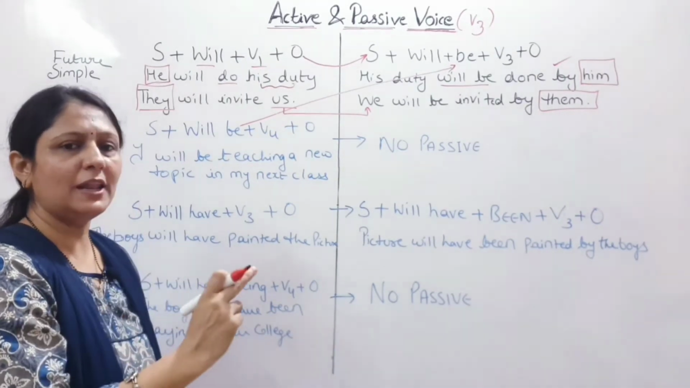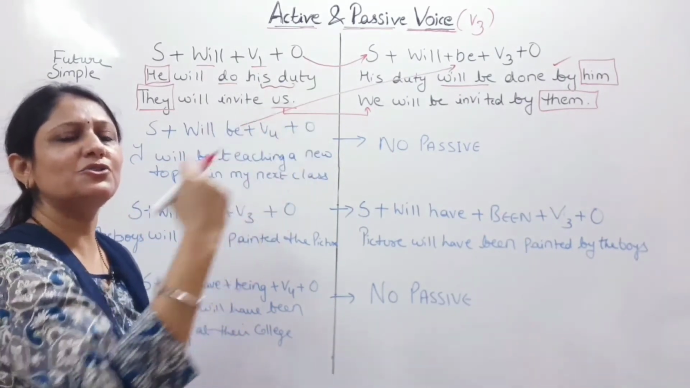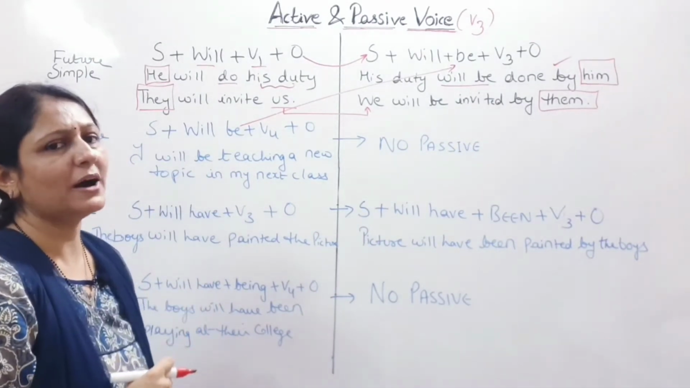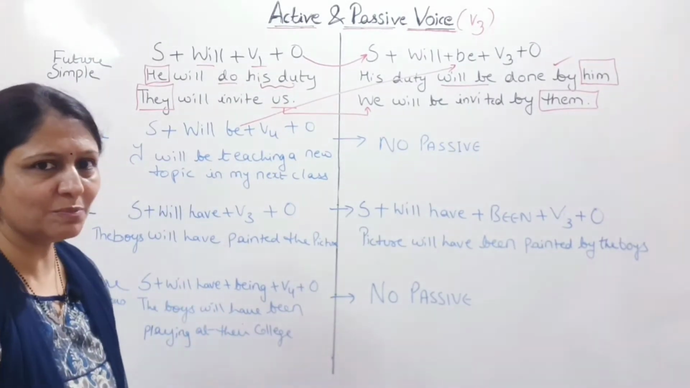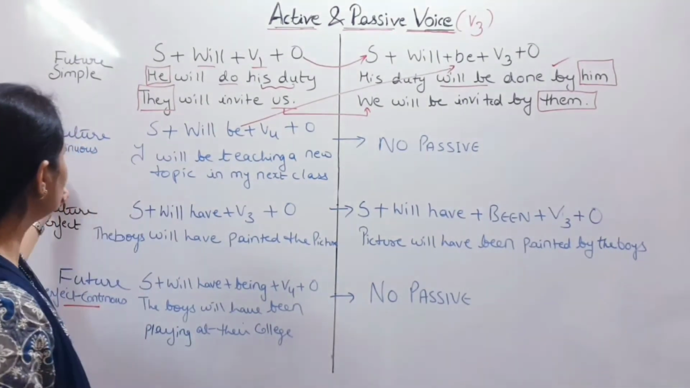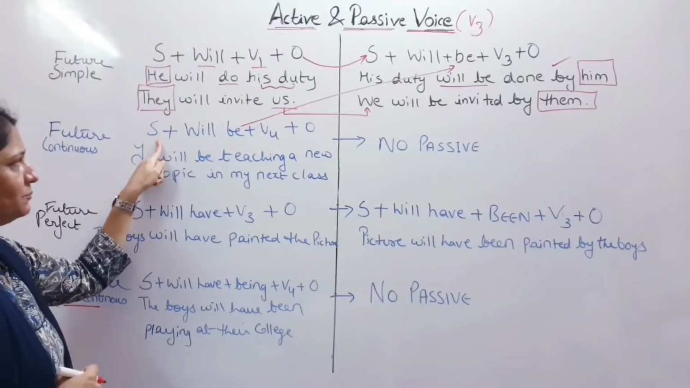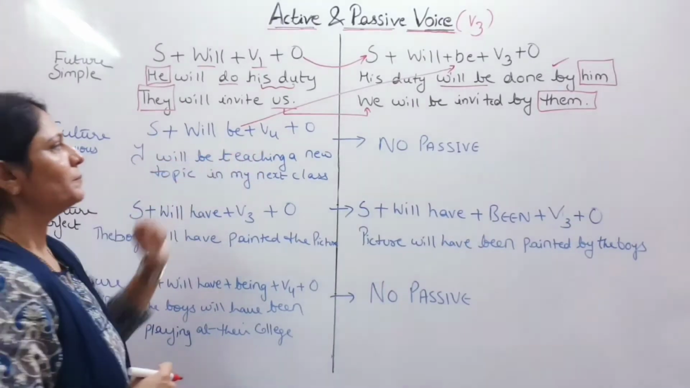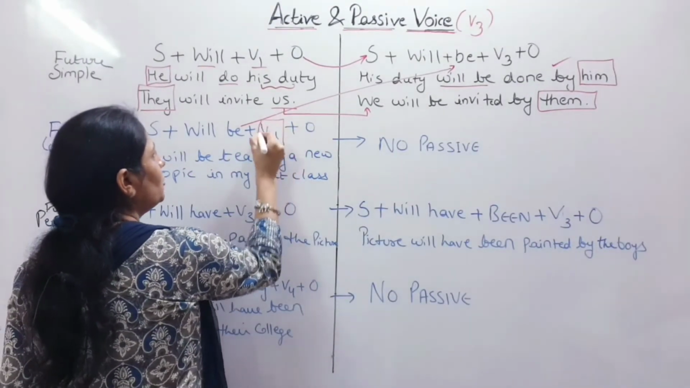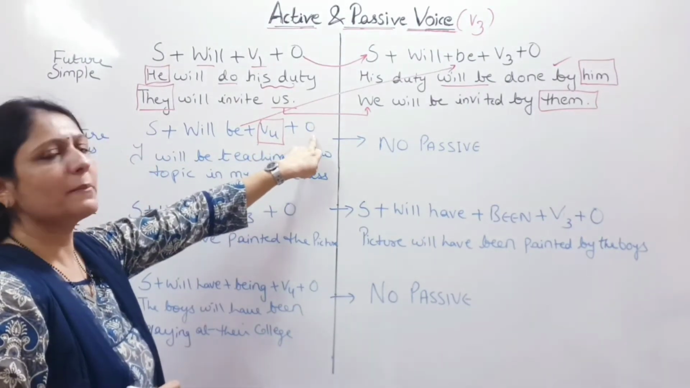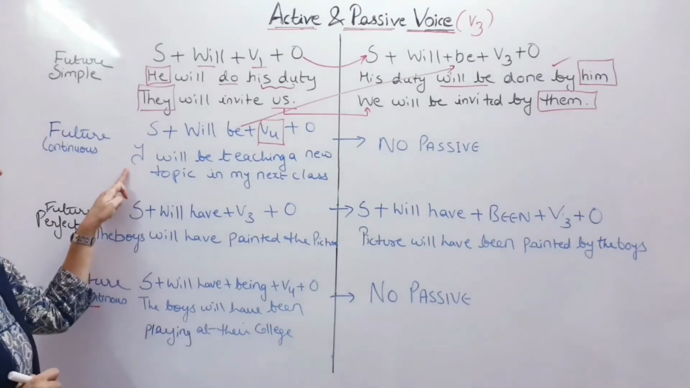Sita will buy a new dress. A new dress will be bought by Sita. Wasn't it so simple? Moving to the continuous tense of future. The formula is subject plus will be plus V4, as I already told you that all the continuous tenses take the verb form V4, plus object.